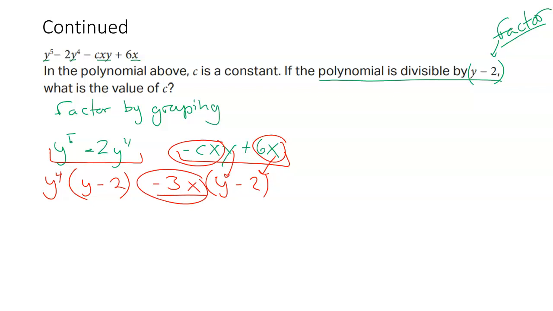Because this leaves me with the y here and here. Again, through some visual inspection, what does c need to be? 3. Not negative 3, it's already negative. Positive 3. I've got the negative, I've got the x. C just needs to be 3. Okay, so there's all our factoring. A bunch of different ways for factoring.